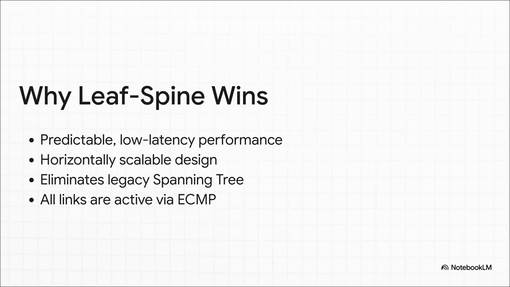The performance is predictable because the path is always the same length. Need more capacity? Just add another spine or leaf switch. It's that easy. And maybe best of all, we get to throw out old clunky protocols like spanning tree, which literally used to shut down half your network links to prevent loops. Instead, with this design, every single connection is active all the time, which dramatically increases your available bandwidth.